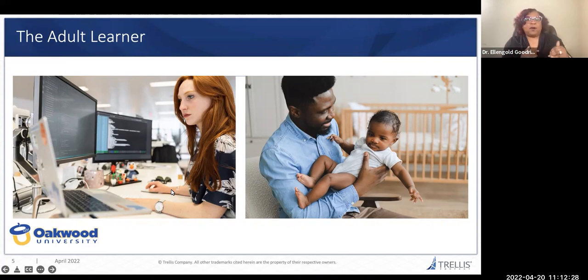Yes. However, the focus here, we're dealing with individuals. We define the adult learner as those who are 25 years old and older. These individuals are entering or re-entering higher ed. They may or may not be working adults. They may or may not have families. They have increased life obligations.